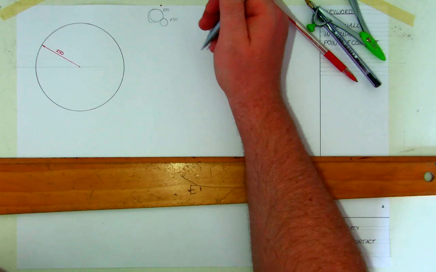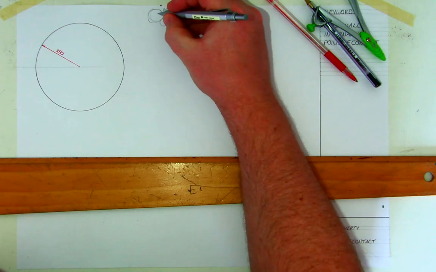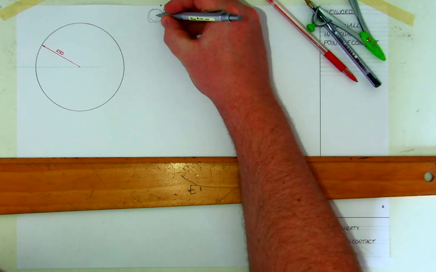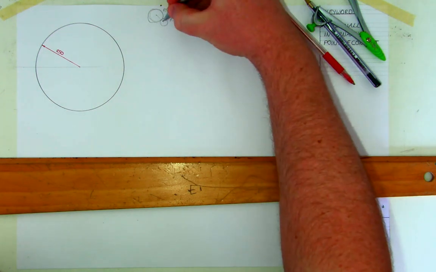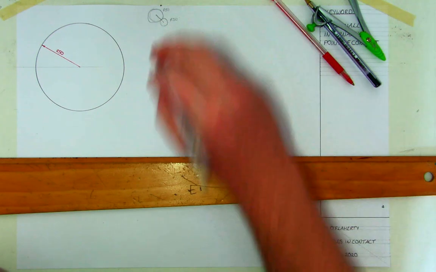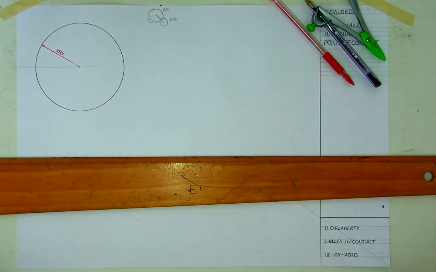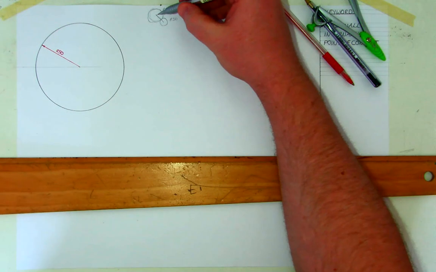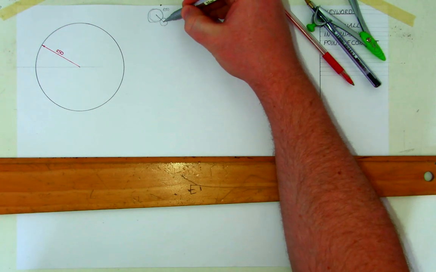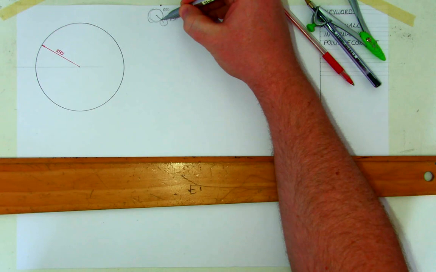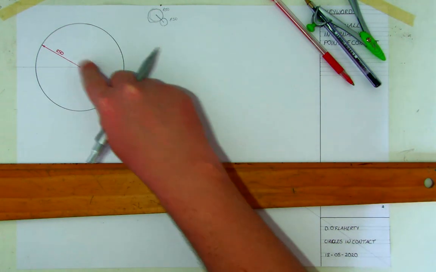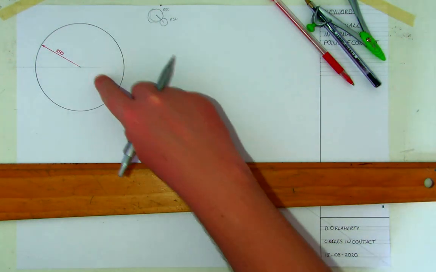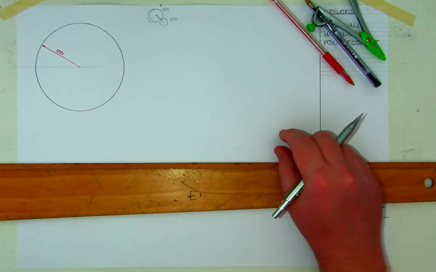If you think about it, the centre of this circle and the centre of this circle, if I drew a line between the two of them, the length of that line would be equal to the radius of this plus the radius of this. That's R50 plus R30. So if I want to draw a circle of radius 30 outside that, its centre has to be 50 plus 30 away. Does that make sense?